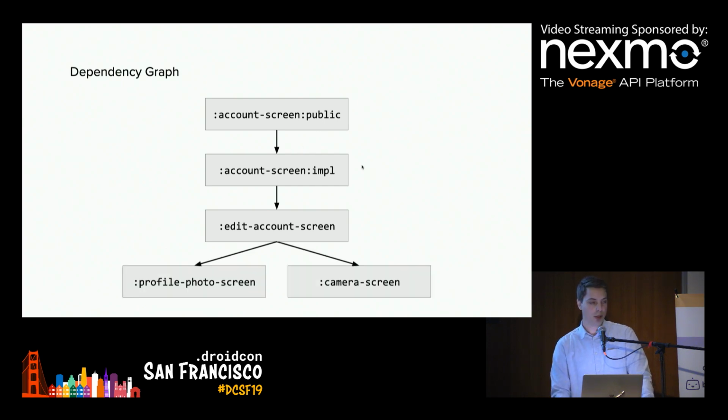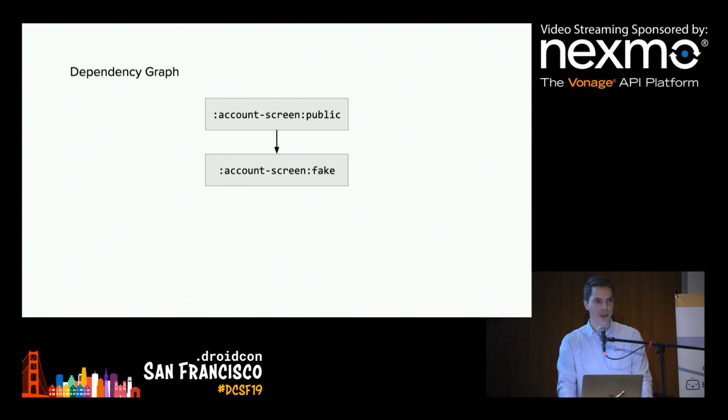And the edit account screen lets you change the photo. So you have a profile photo screen, but you also have a dependency on the camera because you want to take a new photo. So we would get all of these dependencies that we don't really care about in the login screen. We only cared about the account screen because we want to render something on the screen. And by using the fake module, we get rid of all those dependencies. And that's what helps us to reduce the build times because, well, we need to compile less code.